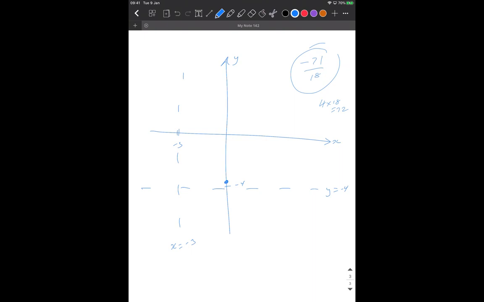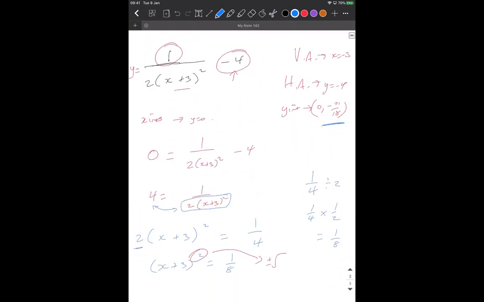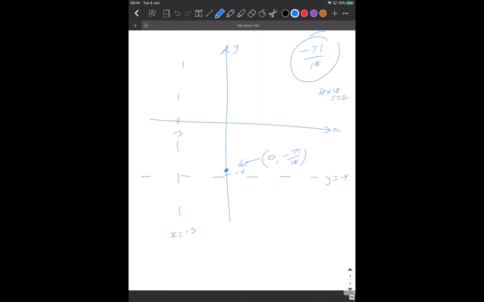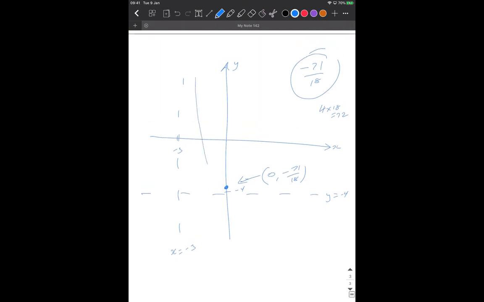So we've got our y-intercept. It is 0, negative 71 on 18. And now we graph it. Now we know it's a positive truncus because our a is positive. So it's going to look like this. And remember, we don't want it to bend up, and we want to make it somewhat symmetrical. So now it's just our x-intercepts to label.